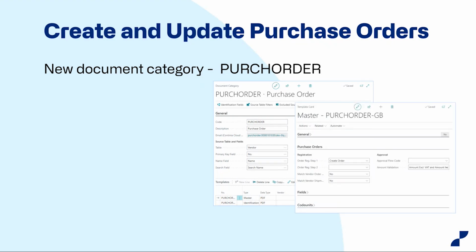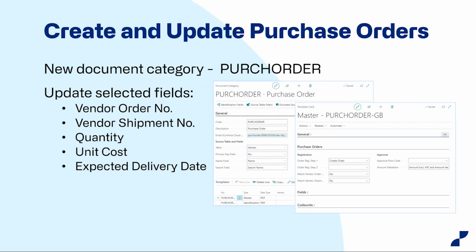also update purchase orders. It all depends on the settings that you have in your template, whether you want to create orders. You see here in order registration step 1, an example of this template is configured to only create orders, but we can configure to different values. And updating purchase orders is available for a selected number of fields: vendor order number, vendor shipment number, the quantity and unit cost, and expected delivery date in the line section is available here.